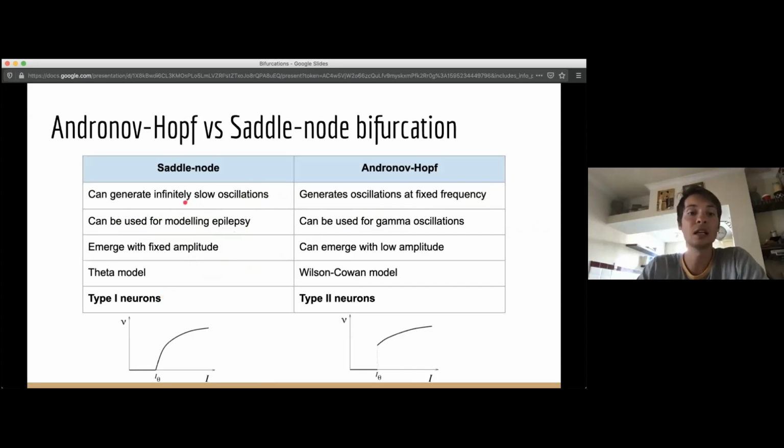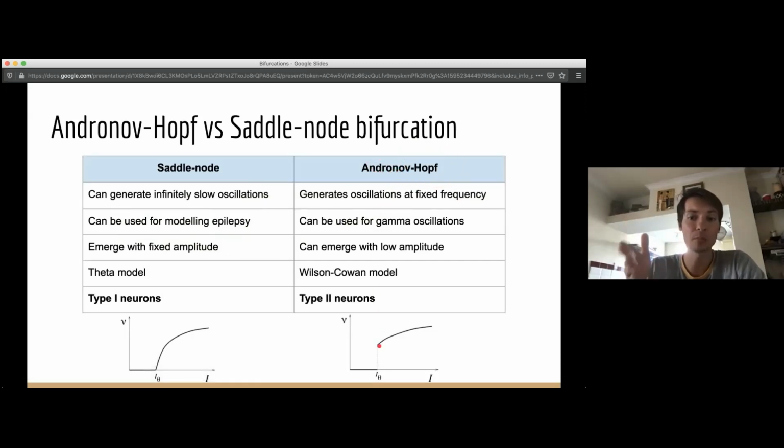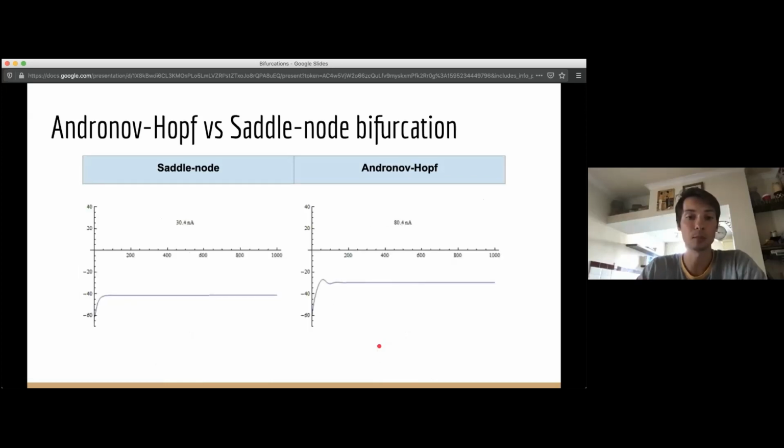Another important thing is how the amplitude of these state variables behaves. In the saddle node case, usually the oscillations emerge with a fixed amplitude, whereas in Andronov-Hopf bifurcations, even though they start firing with some arbitrary frequency, they might emerge with pretty low amplitude.